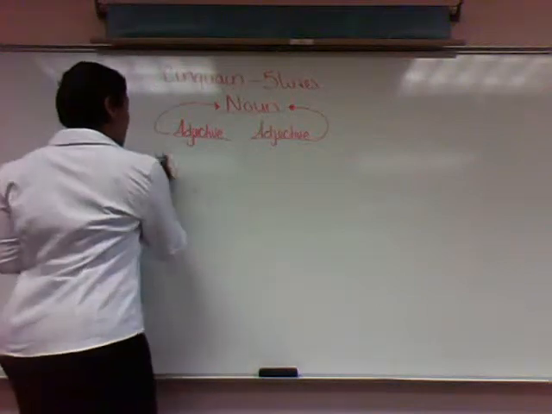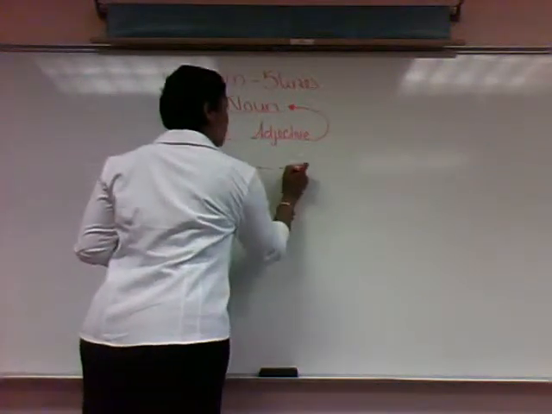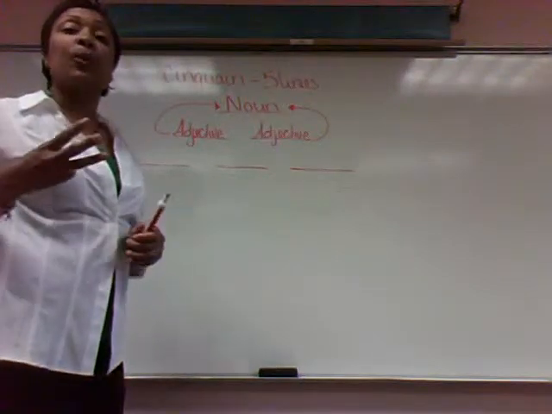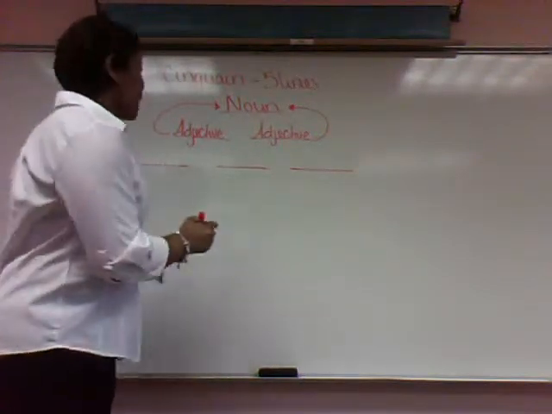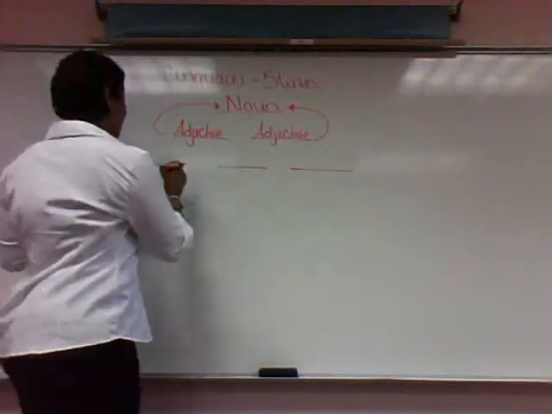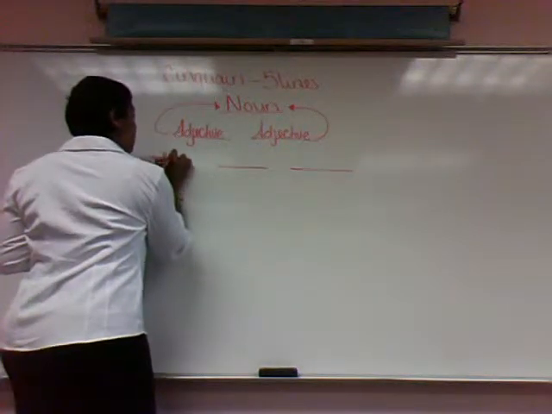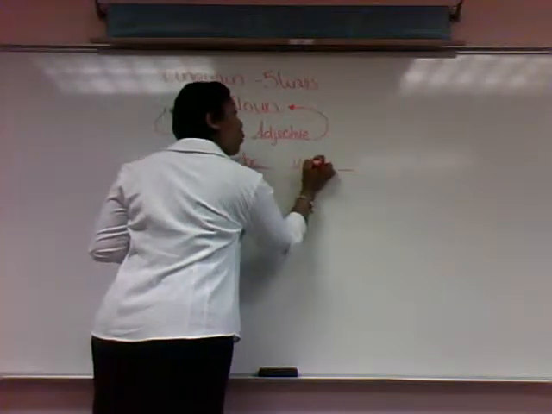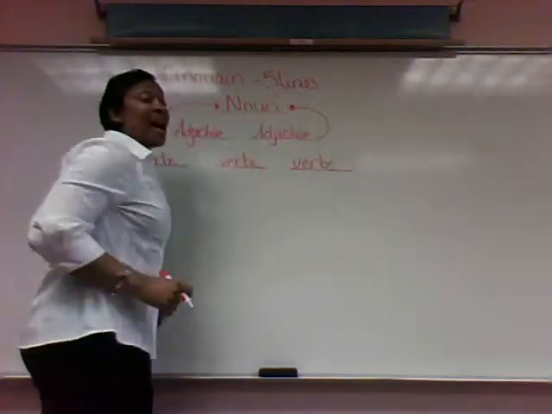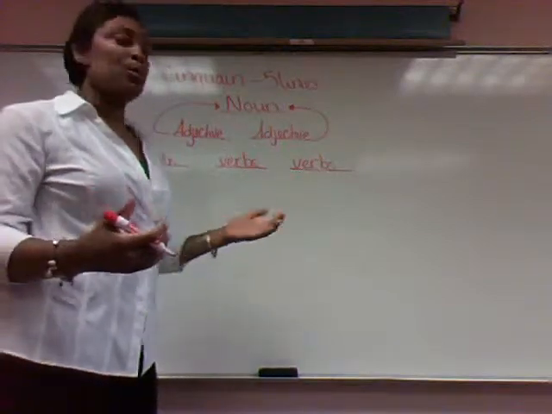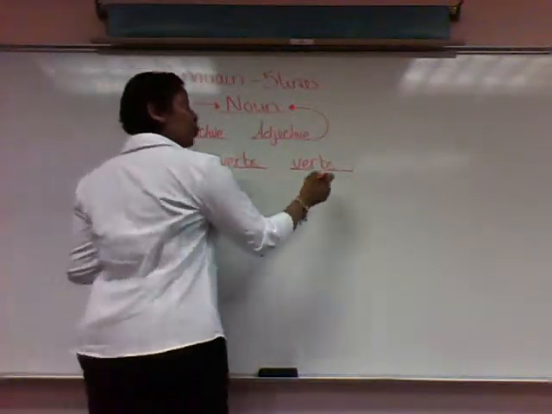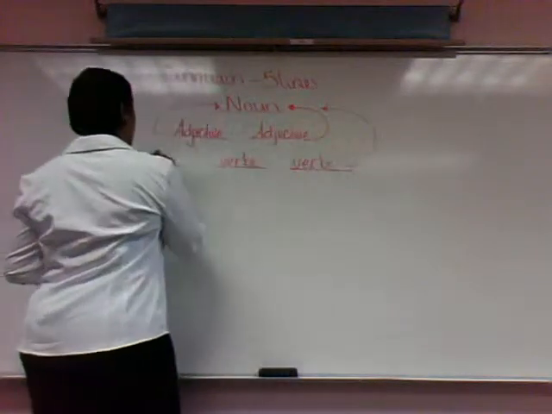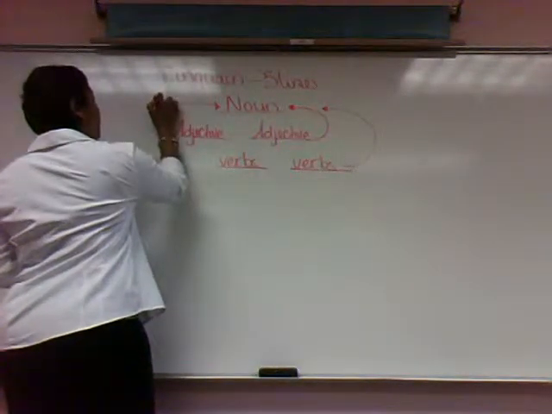Now we're going into line 3. Line 3 consists of 3 words. They are verbs. And what these 3 verbs do is tell what the noun does. They are action words. What does the noun do? Again, it points to the noun up here in line 1.